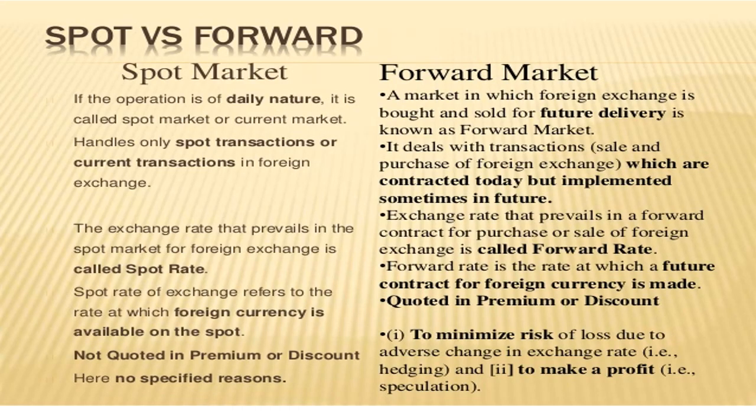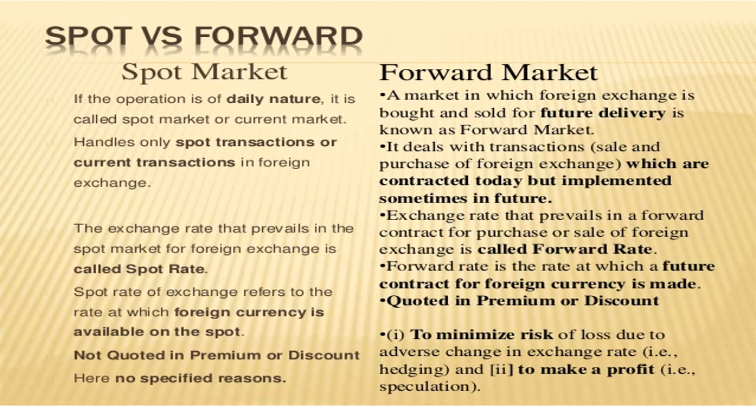Spot market means the operation is of a daily nature, that is, the exchange is happening on a daily basis. It is called the spot market or the current market. Today I have $10 with me and I want to exchange it to Indian currency. Depending upon today's exchange rate, that transaction is happening. So that is the spot market. It handles only the spot transaction, the current transaction in foreign exchange. The exchange rate that prevails in the spot market is called the spot rate. Spot rate of exchange refers to the rate at which foreign currency is available on the spot, not quoted in premium or discount, and with no specified reason.